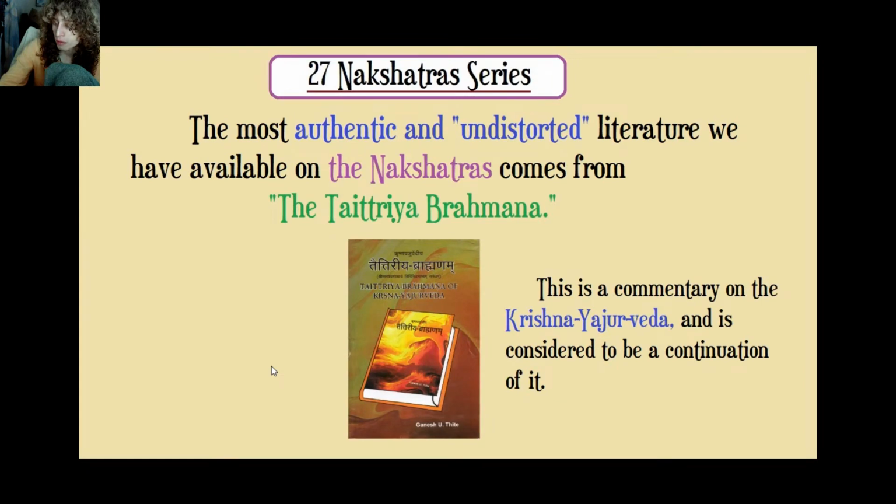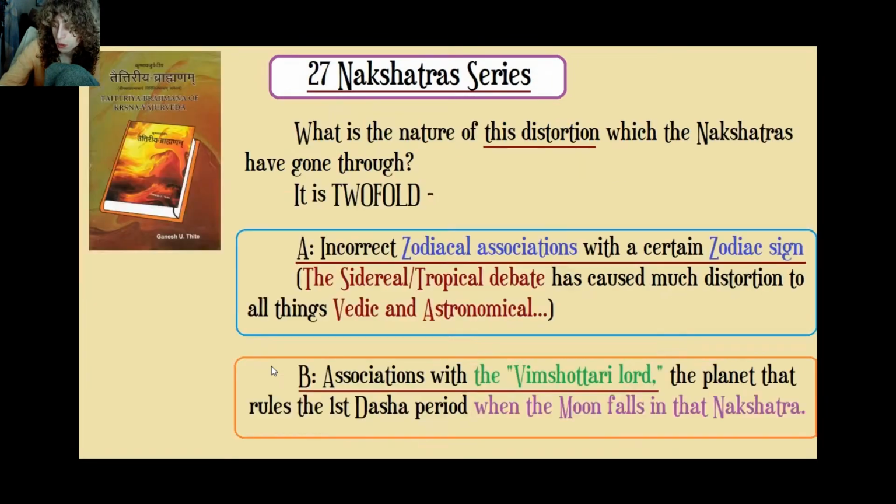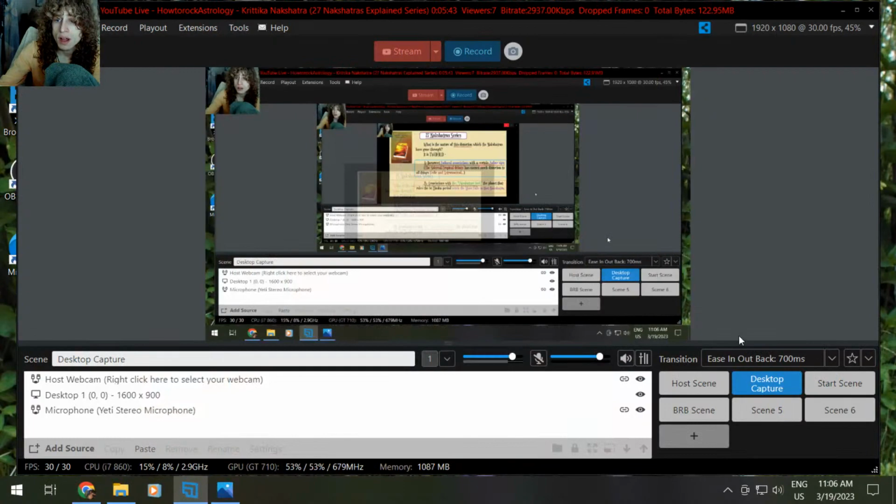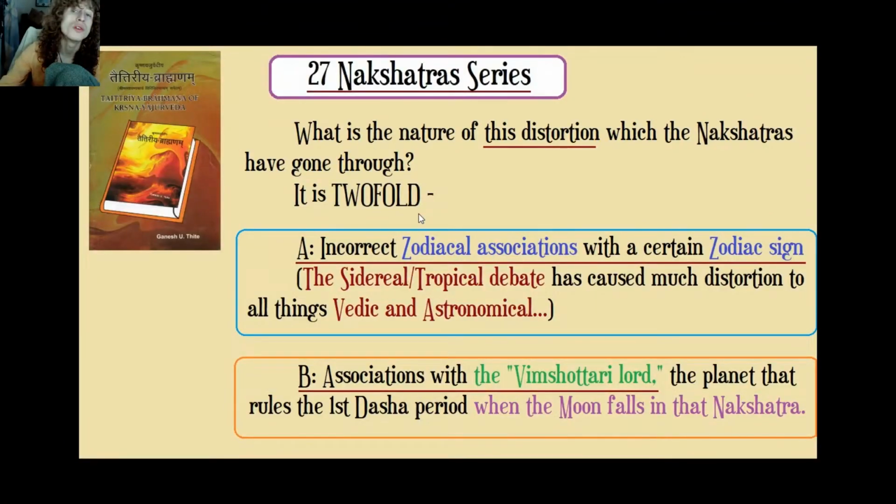Much of the other information we have on each nakshatra is susceptible to distortion for two reasons. When you read about Krittika Nakshatra by a lot of people, they'll talk about the qualities and the sexual yoni animal. They'll talk about a lot of associations with different things that have come throughout history. There are two main problems we receive when reading about nakshatras from traditional literature. It's twofold, this distortion. Number one, it's the incorrect zodiac association with a certain zodiac sign.